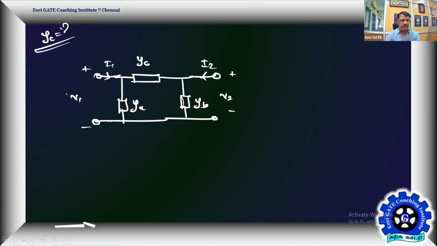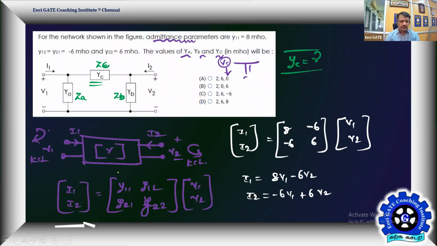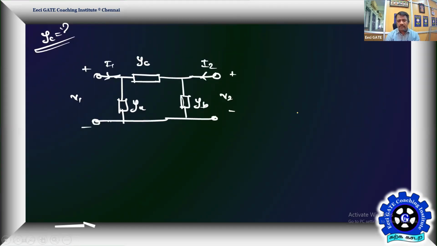Let me try Y11. What is the condition for Y11? If you go by the fundamentals, you have the expressions. I1 is equal to Y11 V1 plus Y12 V2. Second expression, I2 equal to Y21 V1 plus Y22 V2. So Y11 and Y21, you can find them.